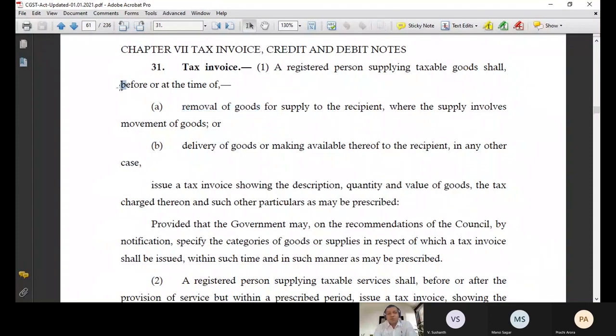Before, there is no problem. At the time of removal of goods, then before or at the time of delivery. That's it. But in one case, the government says, in exceptional cases, it is known as the proviso exception.